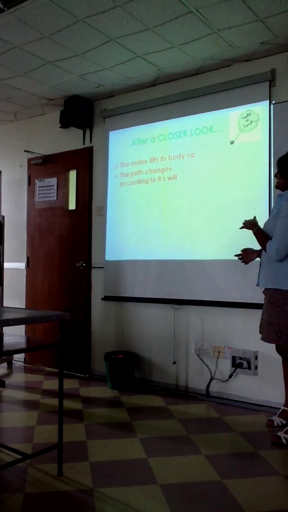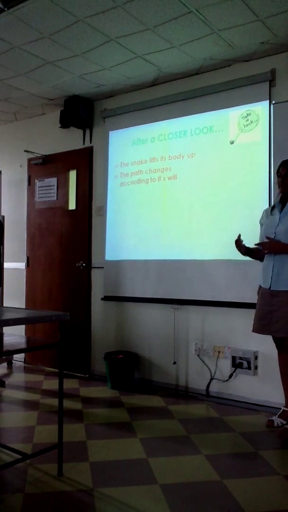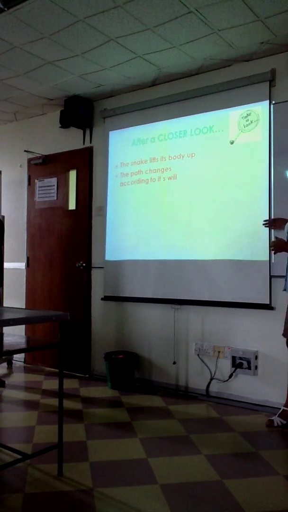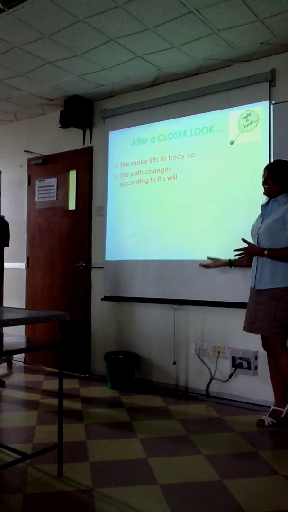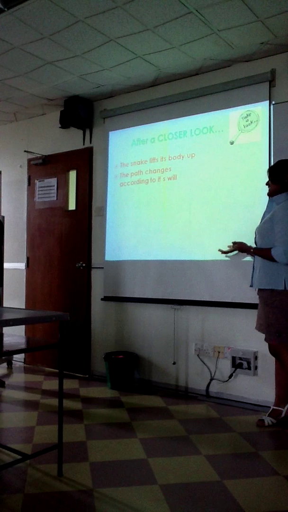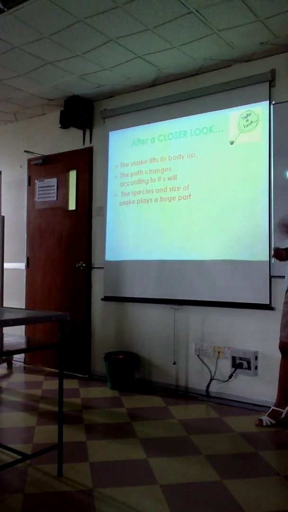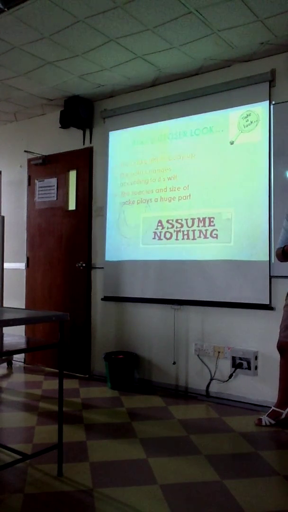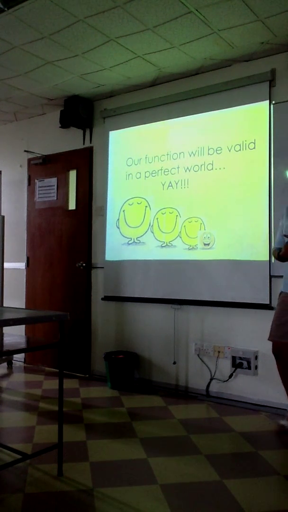And the path changes according to its will. A snake does not necessarily want to move from A to B like we saw just now, in one straight line. There might be rocks in between and trees and stuff like that. So it will adapt to situations. So that also has to be taken into account. And like I said earlier, the species and size play a huge part in trying to get the equation. And there we go. Thank you.